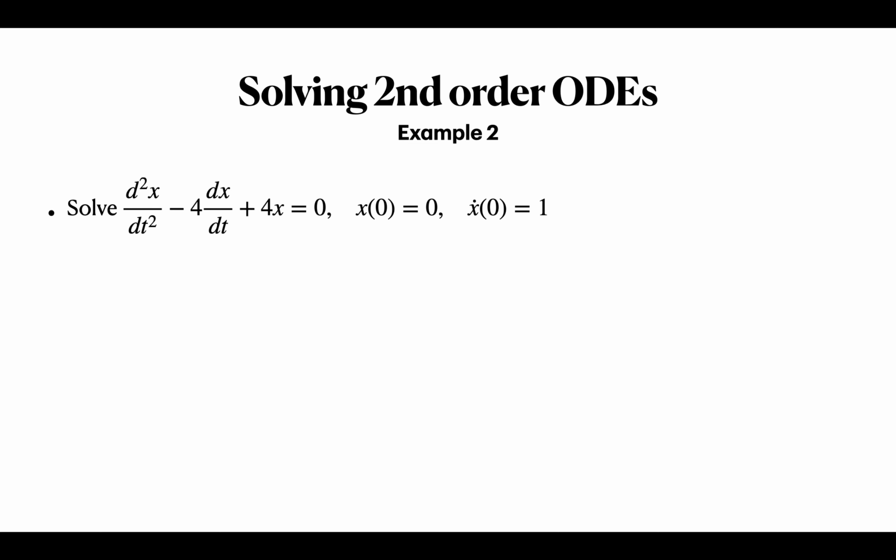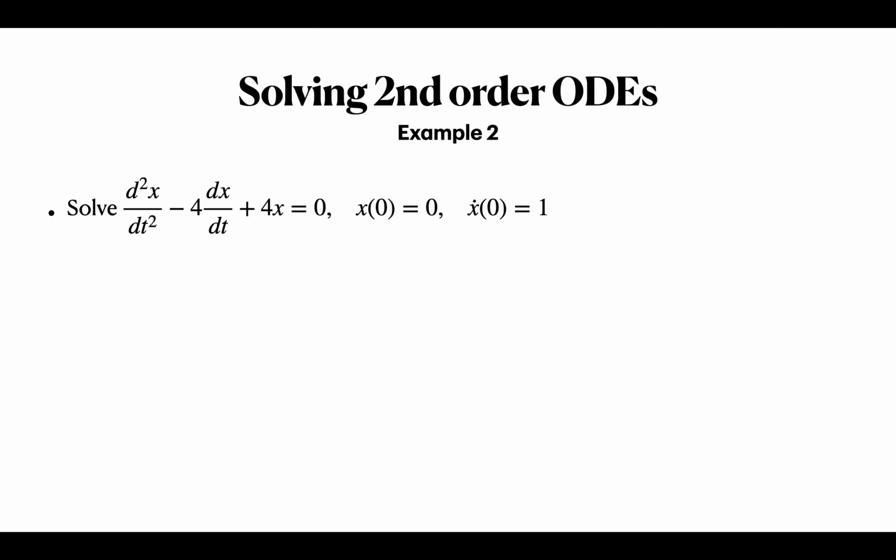And your conditions are given here at 0. You've got x at 0 is equal to 0 and x dot at 0 is equal to 1. Now x dot means dx dt. So that's a usual notation. Prime and dot are notations that people use sometimes to denote derivatives. Dot notation is usually reserved for differentiation with respect to t, but it doesn't have to be, all right?